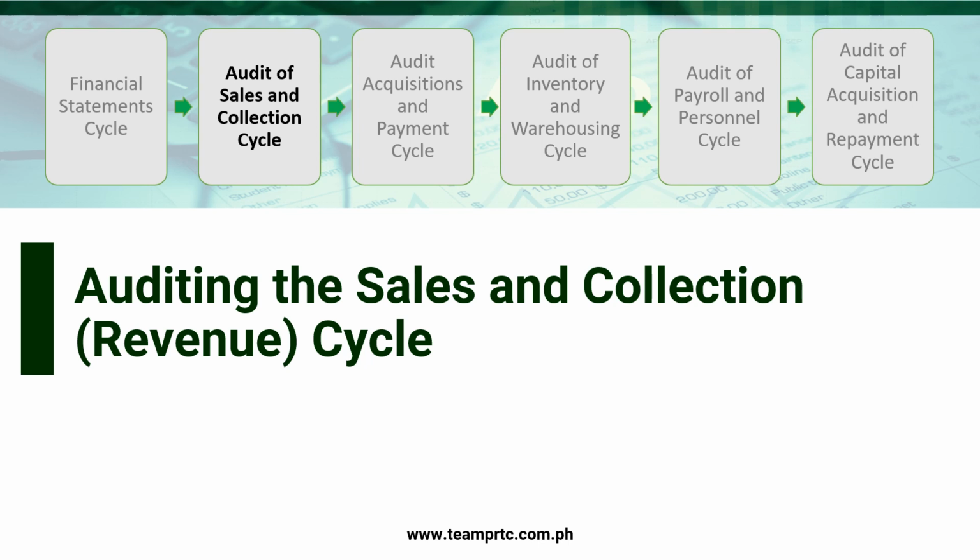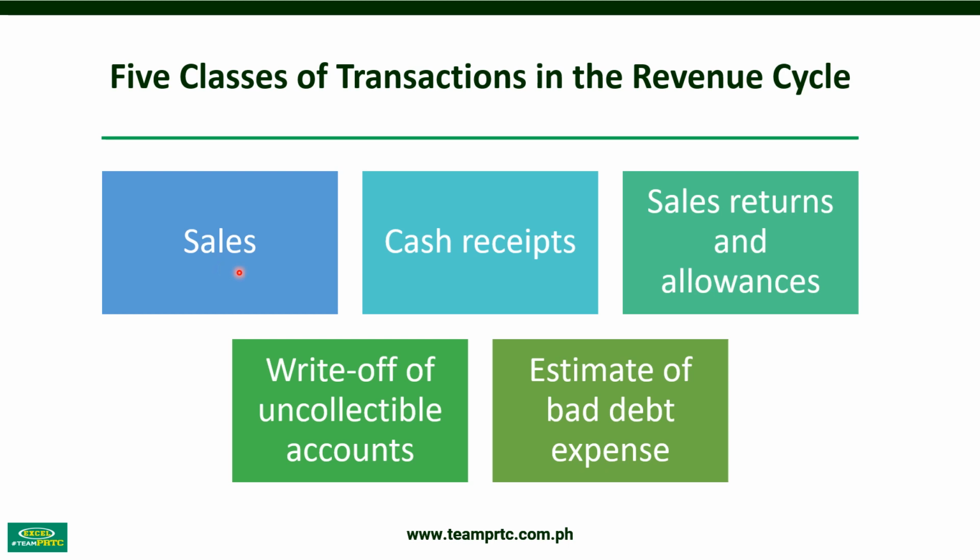Now in auditing the sales and collection or the revenue cycle, there are 5 classes of transactions involved. The 5 classes include number 1, sales transactions. Another, we have cash receipts transactions. Third is sales returns and allowances transactions. Fourth is write-off of uncollectible accounts. And last, estimation of bad debts.